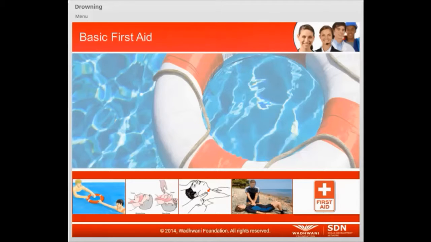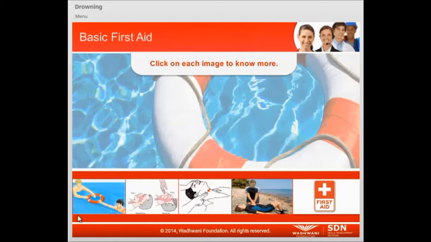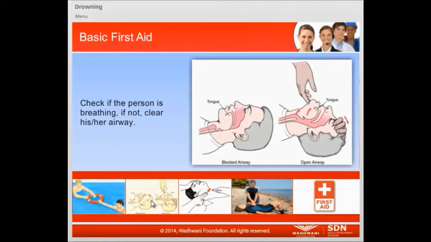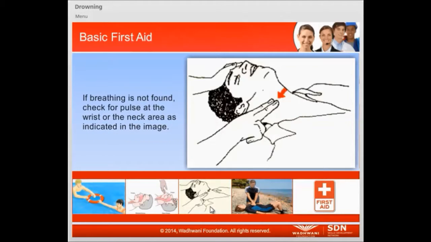Let us now learn about the basic first aid that we can provide to a drowning person before taking him or her to the nearest hospital. Click on each image to know more. Rescue the drowning person with a safety tube or a life jacket and do not put yourself at risk while saving others' life. Check if the person is breathing. If not, clear his or her airway. If breathing is not detected, check for pulse at the wrist or the neck area as indicated in the image.